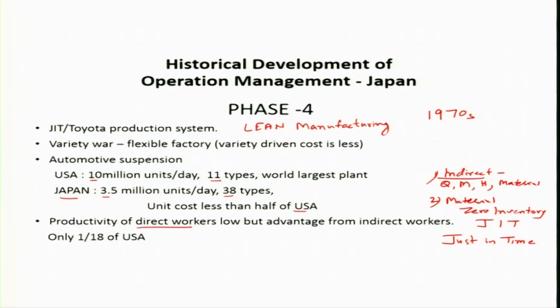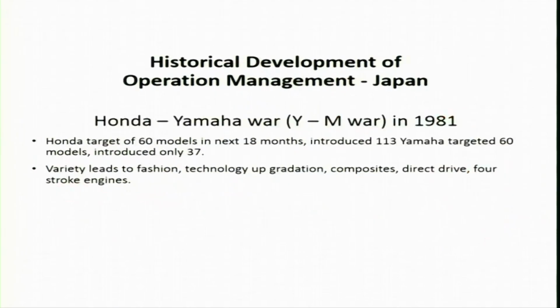That is why they are able to produce the components and parts at 1/2 of the cost of their counterparts in the US. Then there was a variety war between Honda and Yamaha in the 1980s. Honda targeted 60 models in the next 18 months, and they introduced 113, whereas Yamaha targeted 16 and was able to introduce only 13. That is why you will find today Honda is a market leader in automobiles, especially in two-wheelers. Variety led to fashion, technology upgradation, composites, direct drive, 4-stroke engine, etc.